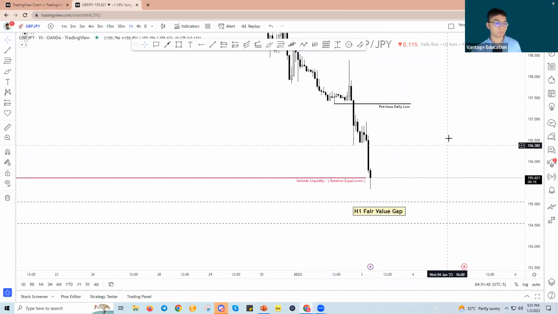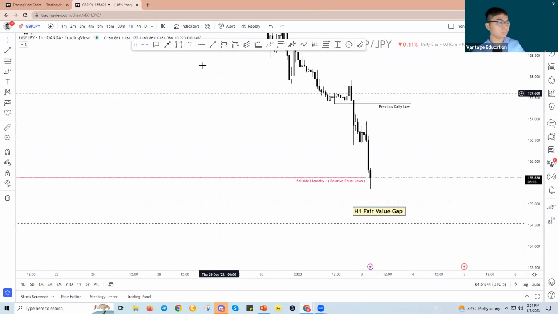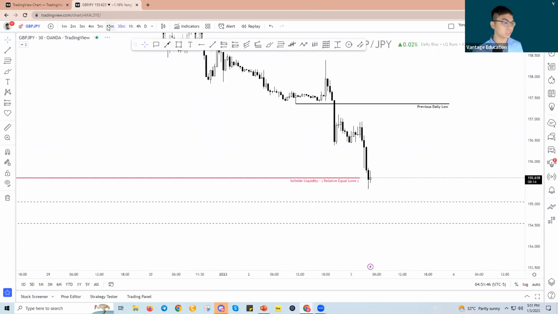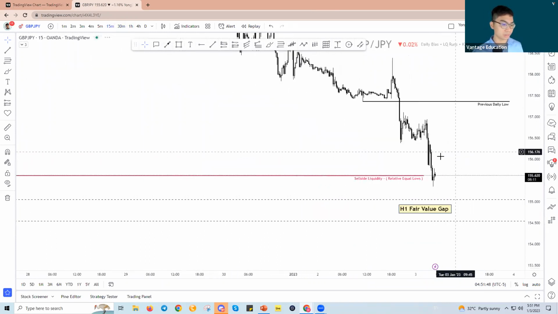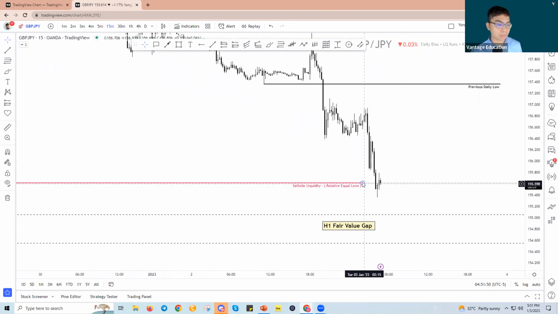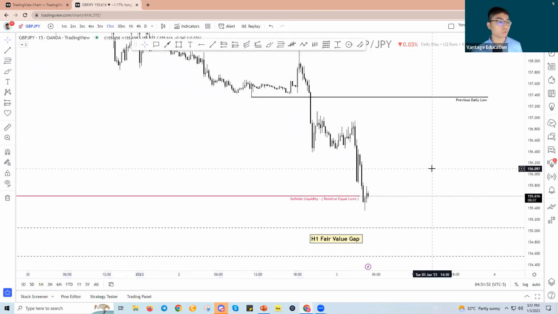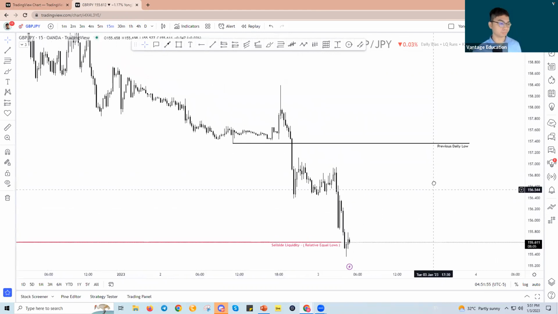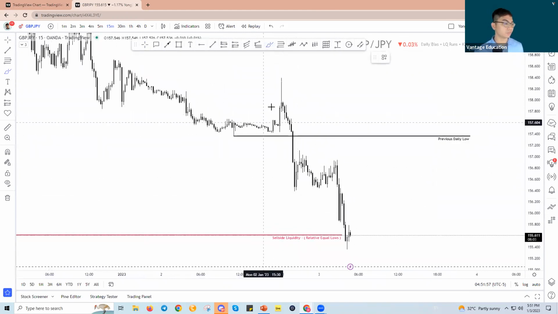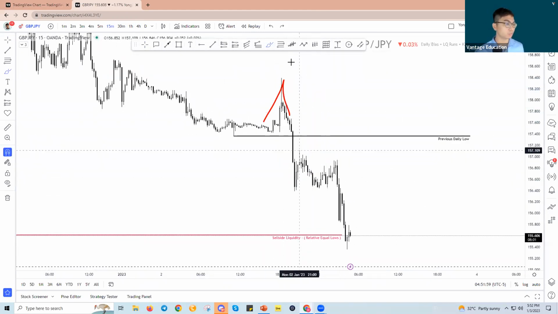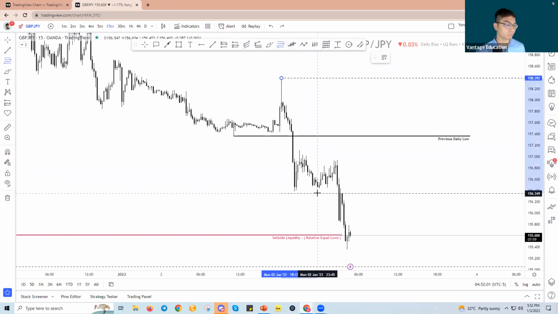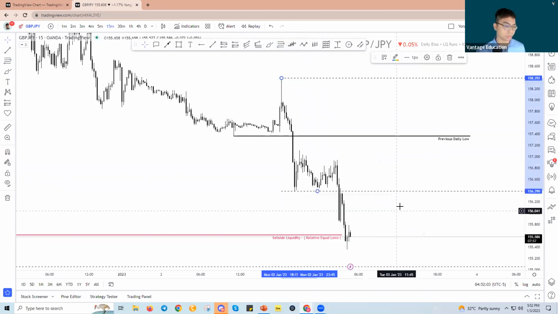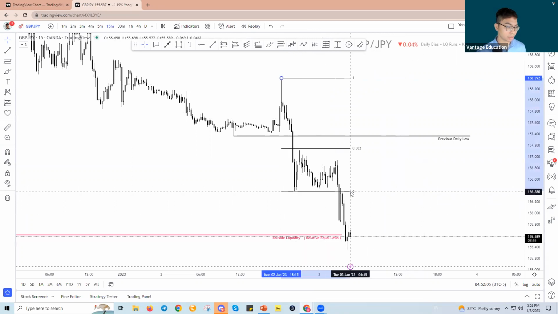Okay. So maybe I can move on to the 30 minutes or the 15 minutes chart. I'll just take a look. There's nothing right here. We can possibly look for a retracement entry. So this was a significant swing high, then swing low. Let me check where did it retrace to. 38.2%. Did it retrace back up there? No.